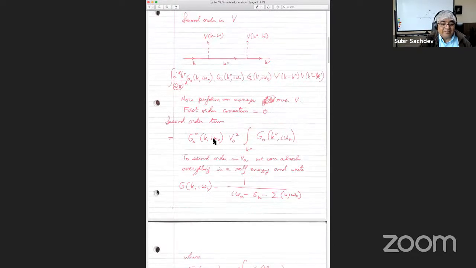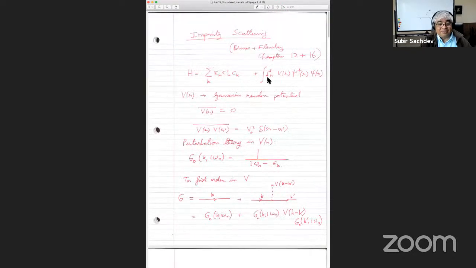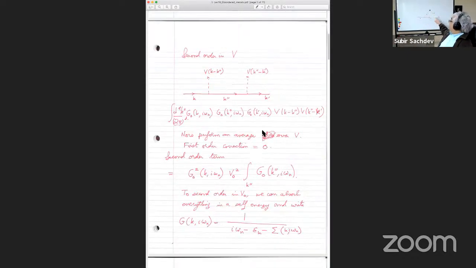So if you just write this down as G naught squared for the ingoing and the outgoing legs, which have the same momentum, a factor of V naught squared from this, and then an integral over the intermediate state K prime of G naught. The important thing here is, unlike the Feynman graphs that we met before, there's no frequency integration. The frequency is the same everywhere. And the reason is, of course, that this potential is not time dependent. It's not an actual interaction between the electrons. I mean, graphically, it looks sort of like an interaction. If you just look at this, this looks like a photon line, maybe.